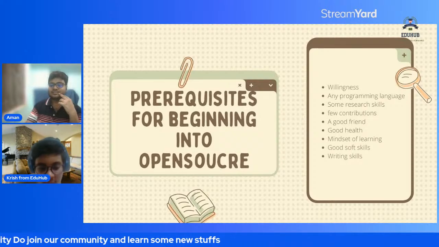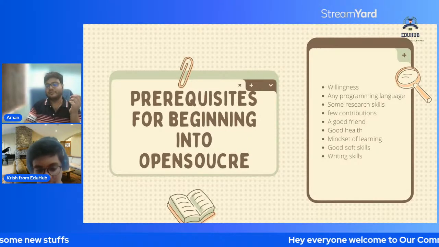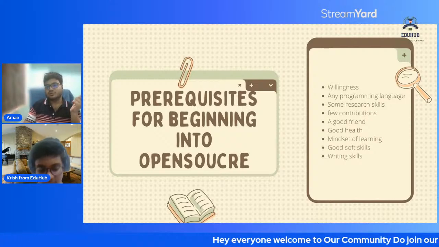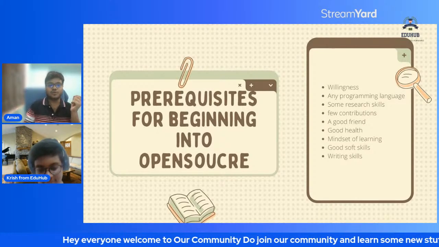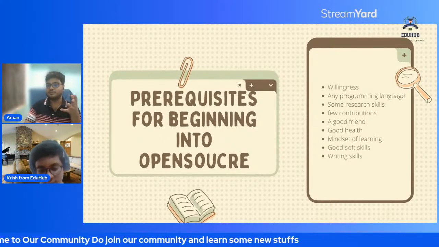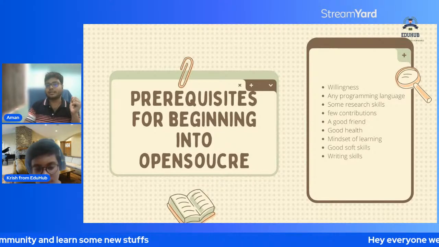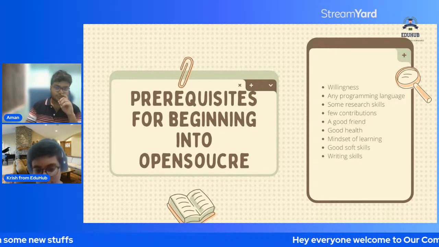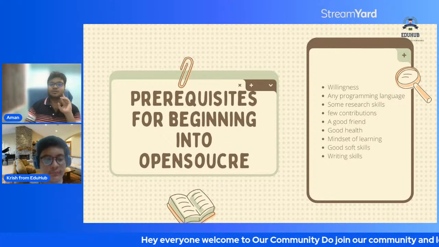Fourth is the writing skills. In the code part, you might not always have video conferences with everyone. So write exactly, precisely, and clearly, so anyone can look at your documentation, your proposals, or your GitHub issues or PRs and understand exactly what you're trying to say to them. So these are the simple prerequisites for beginning into open source.